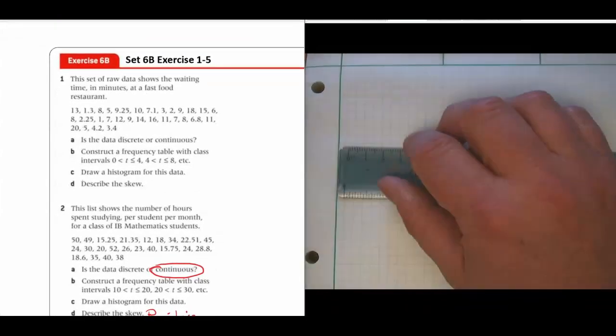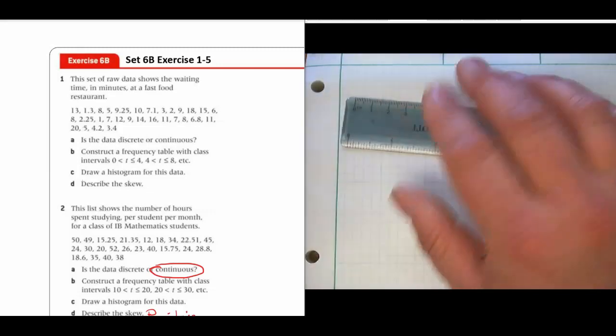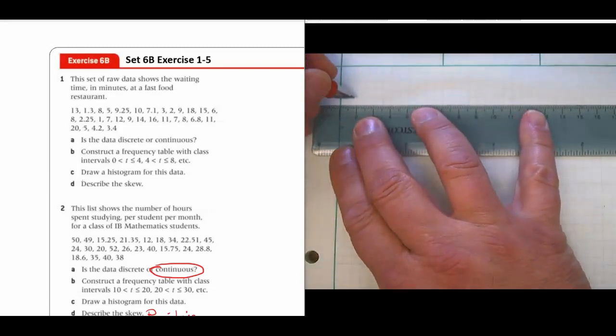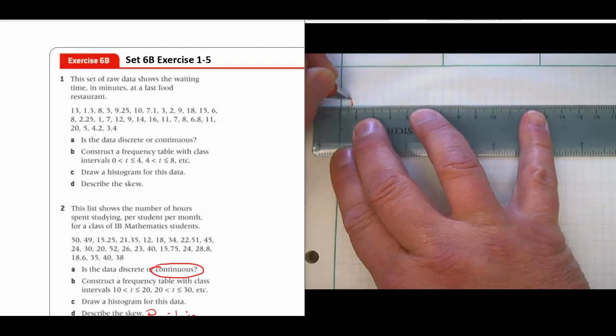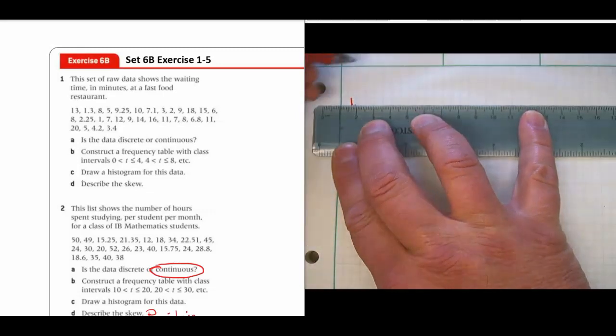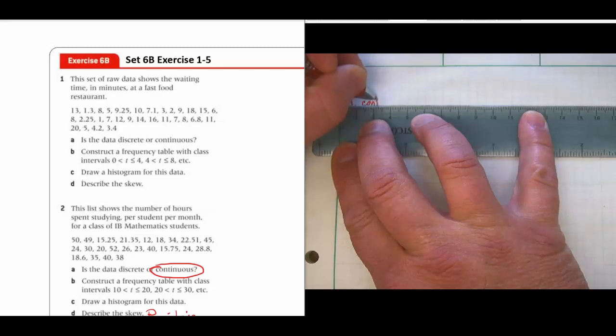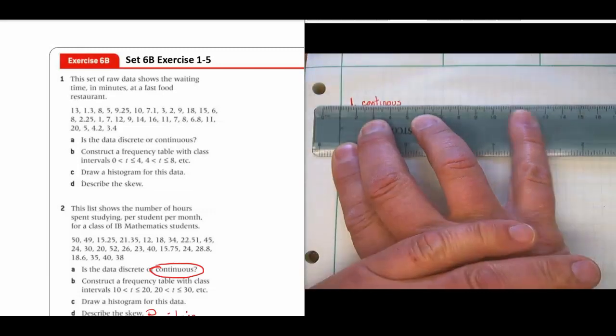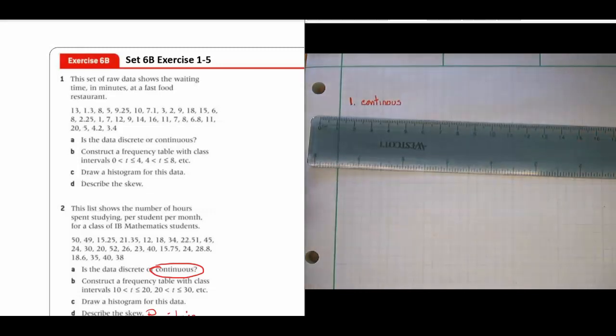All right, so for this first one, it tells you that you're dealing with waiting time. So anything that deals with measuring time, that's going to be continuous data because you could always measure something down to the nearest tenth or the nearest hundredth. So time is always considered continuous.